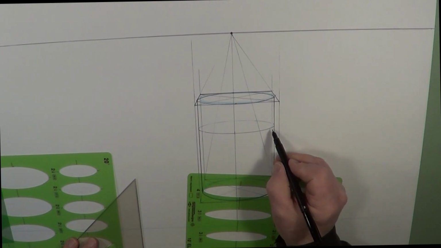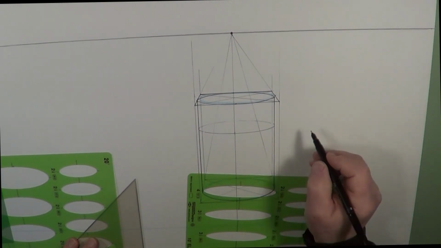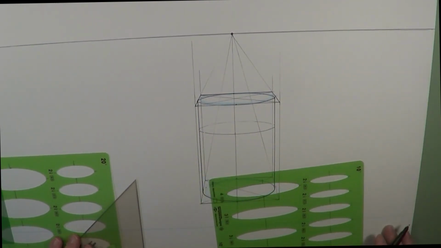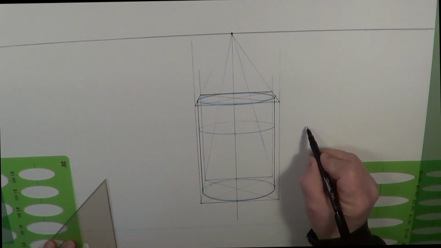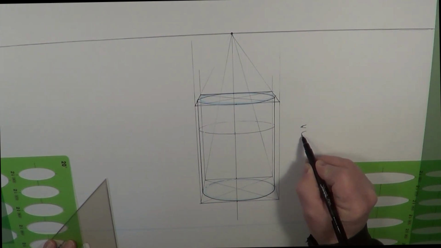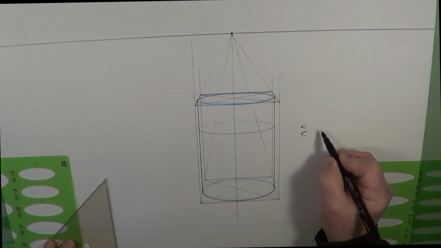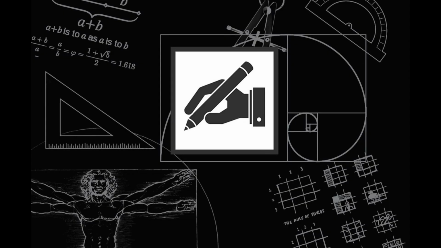So as you notice, the edges of the ellipse are always round. That's the thing that is key here, making sure that your ellipse never comes to a point when you're drawing it. It should always be a nice rounded curve. I hope this helps.